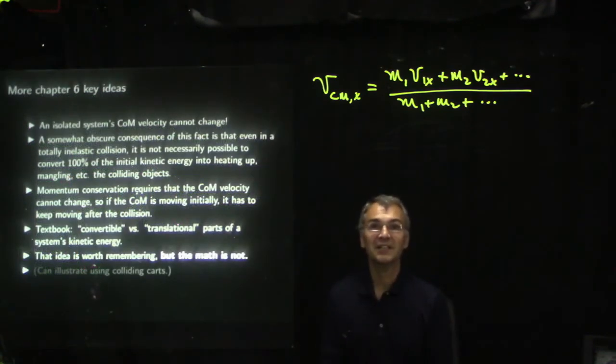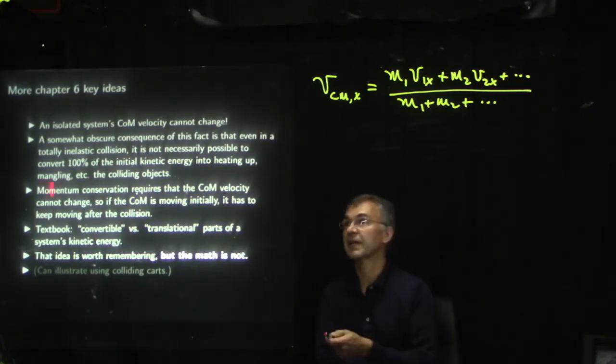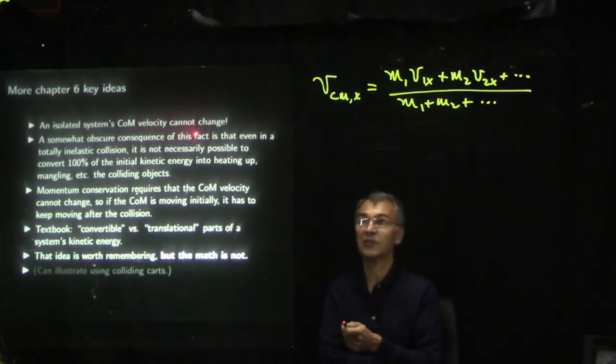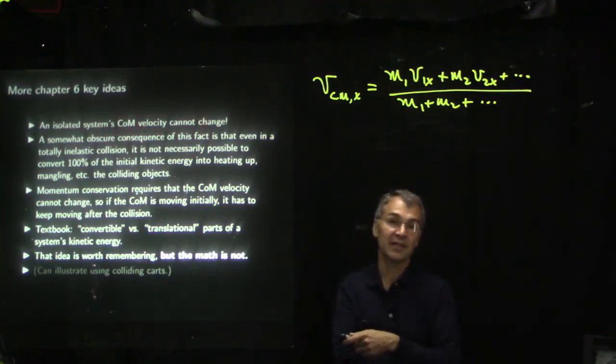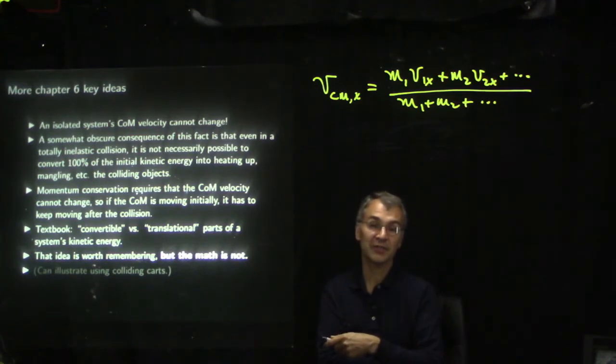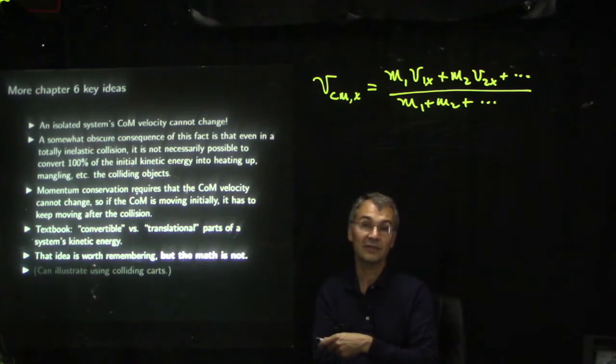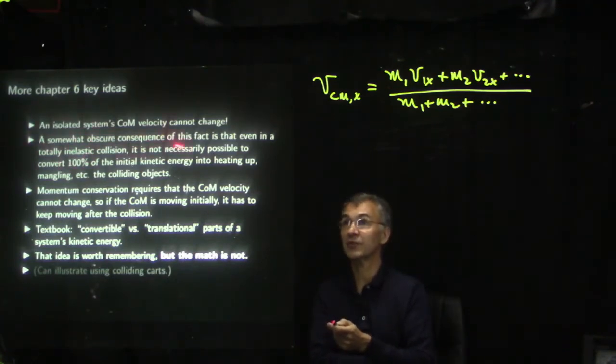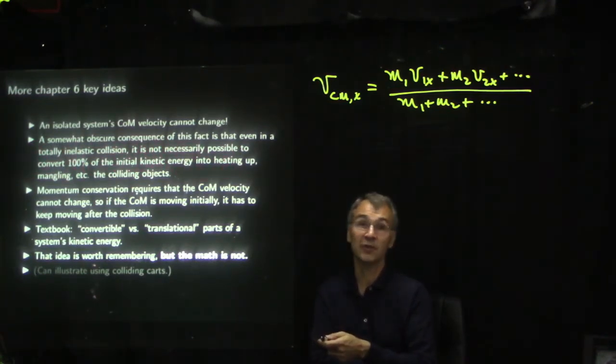A few more key ideas from Chapter 6, if you happen to skim through Chapter 6. An isolated system's center of mass velocity cannot change. And again, that's true because an isolated system's momentum cannot change. And the center of mass velocity of a system is proportional to the momentum of the system. A somewhat obscure consequence of this fact is that even in a totally inelastic collision, it is not necessarily possible to convert 100% of the initial kinetic energy into other forms, like heating up or mangling, etc., the colliding objects.